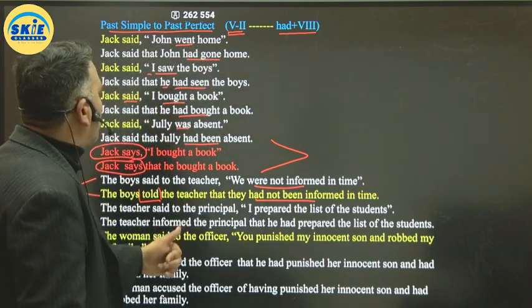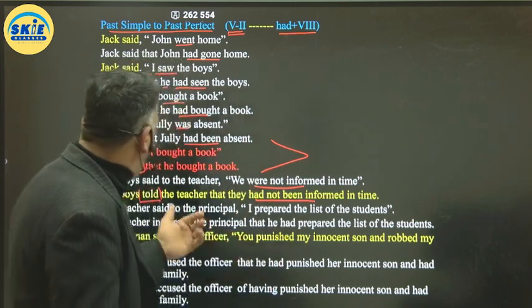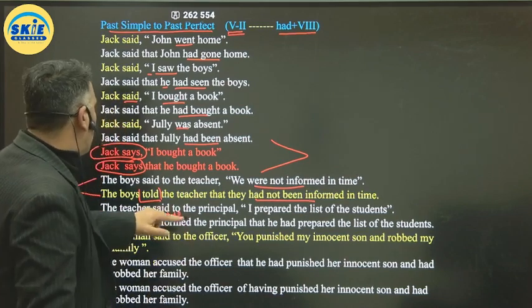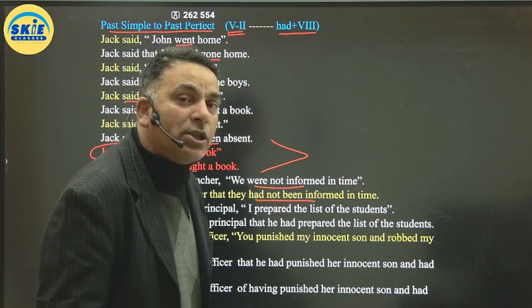The teacher said to the principal, I prepared the list of the students. The teacher informed the principal. Or you can simply say told, nothing wrong. Told the principal that he had prepared the list of the students.